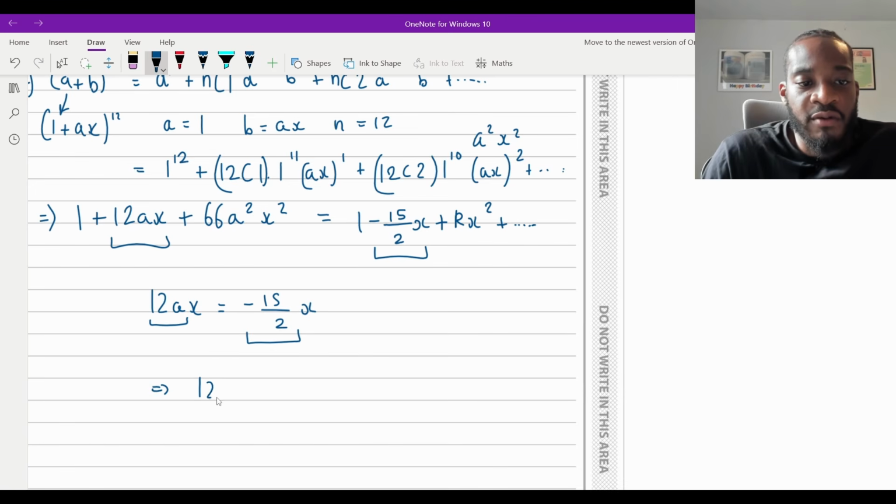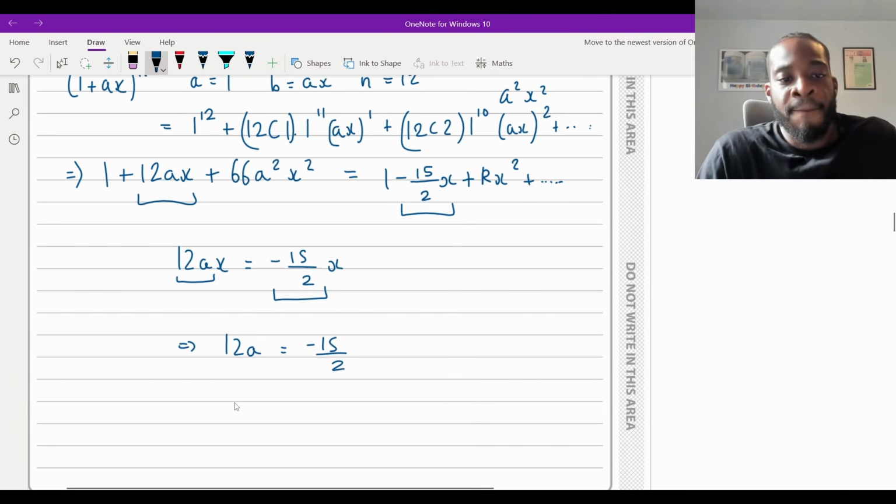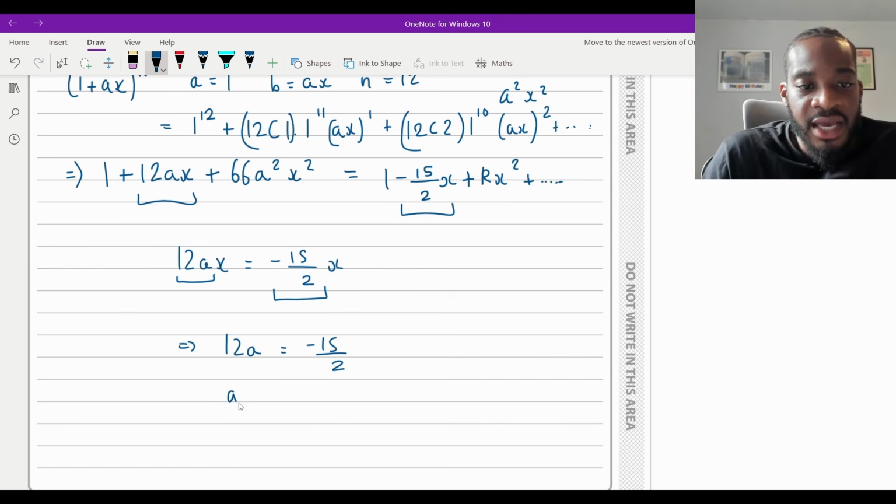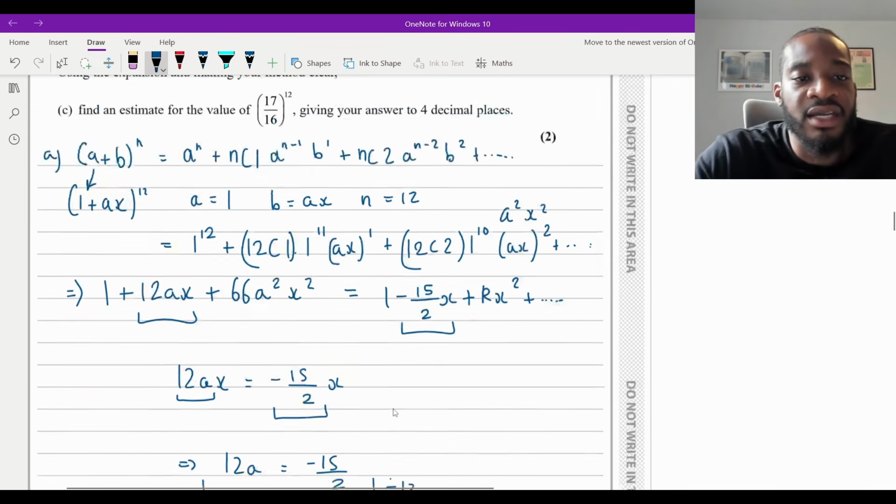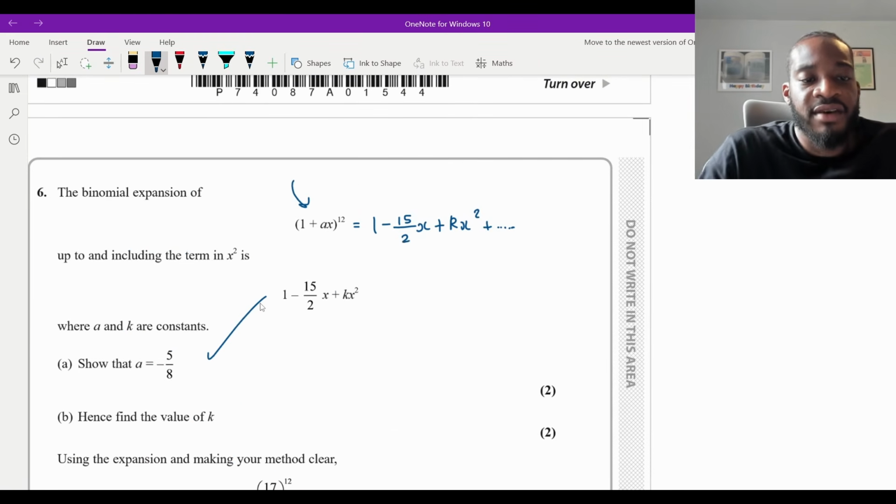So I'll do it here. 12a is going to equal minus 15 over 2. I need to figure out what a is, so I'm going to divide by the 12. So a is going to equal minus 15 over, if I divide by that 12, then I times the 12 by the 2 on the bottom, so it becomes 24, isn't it? Let me just write divided by 12, so it's super clear what's happened there. Or you can just put it into your calculator, and then that is equal to, divide top and bottom by 3, minus 5 over 8. So therefore a is minus 5 over 8, which is what they wanted, so that's done, perfect.